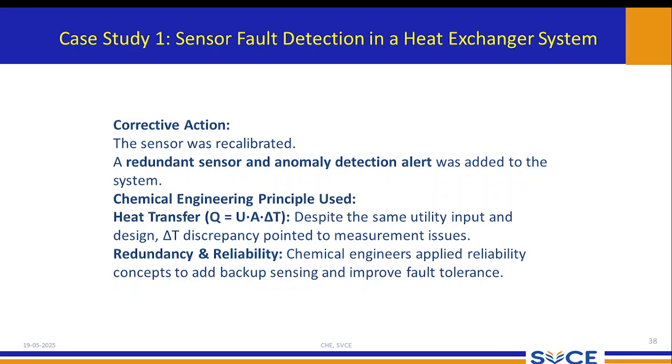Okay, so redundancy: another sensor has been kept to take care of things, and an anomaly detection alert was added to the system. Chemical engineering principle used: heat transfer. Despite the same utility input and design, the delta T discrepancy pointed to a measurement issue, redundancy and reliability. Chemical engineers applied the reliability concept to add backup sensing and improve the fault tolerance.